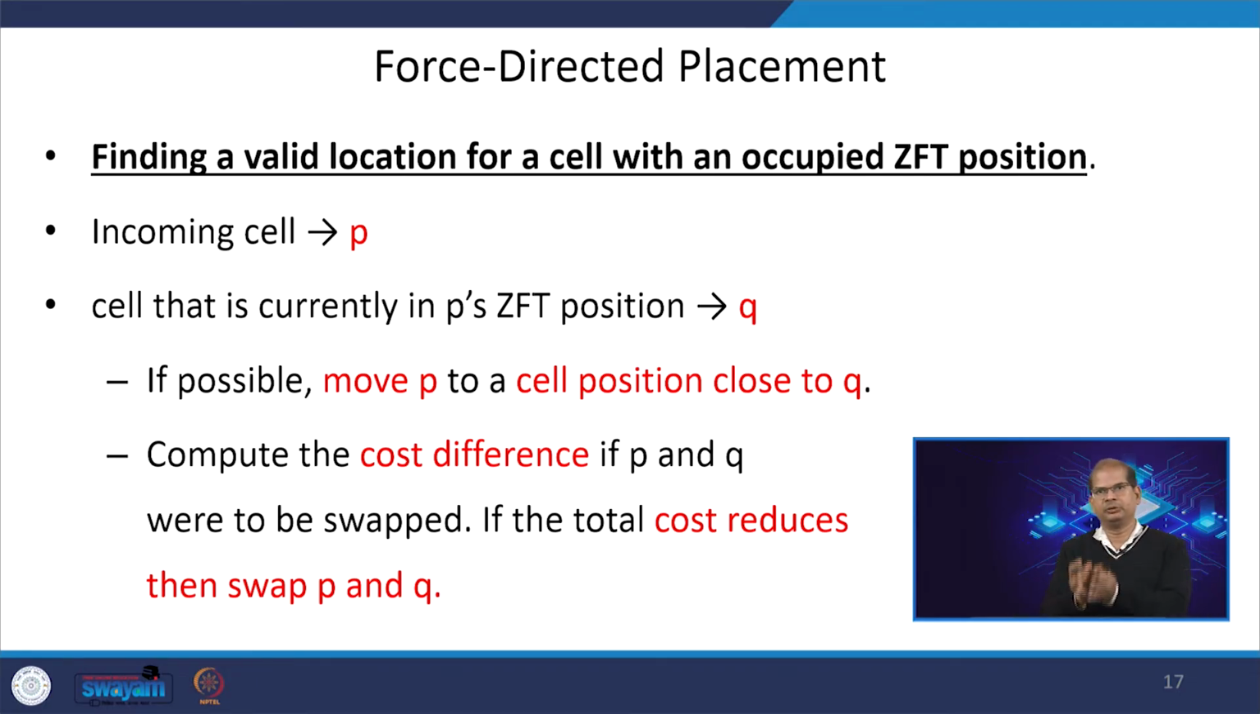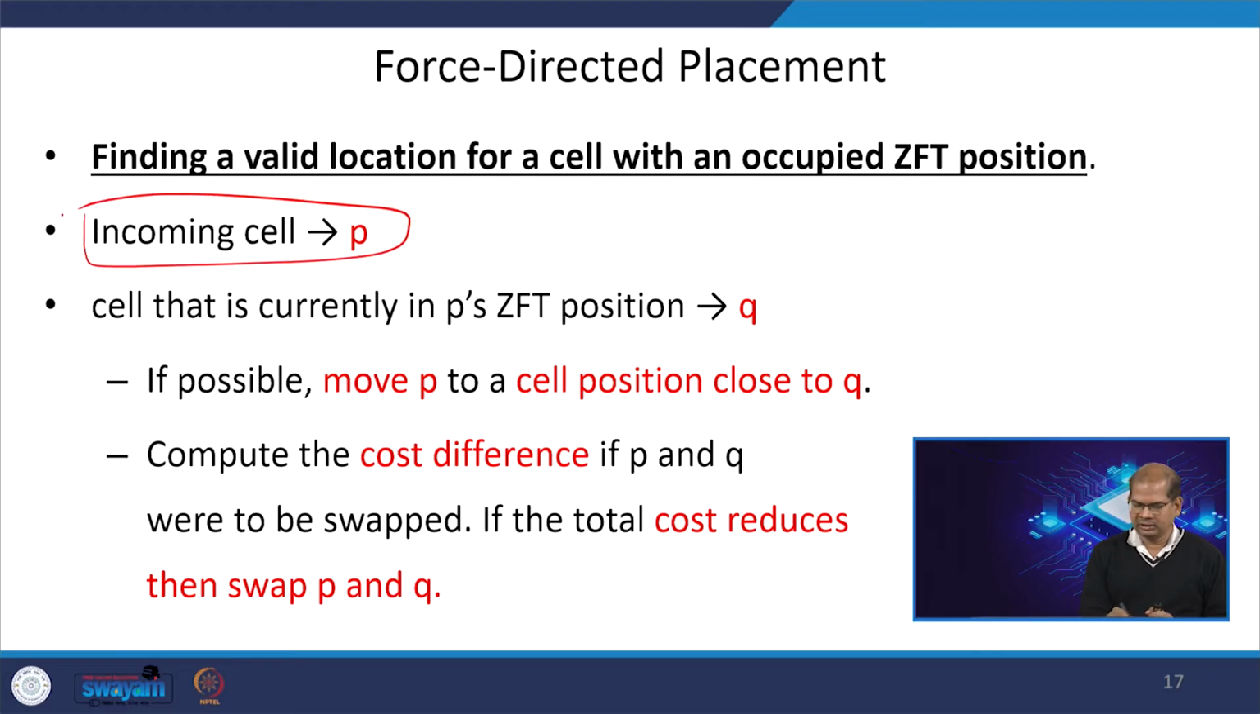Let us say some position is already occupied, how can you move? There are a couple of techniques. Let us say the incoming cell is P, and the cell currently in P's ZFT position is Q. So, incoming cell is P, and the ZFT position of P is already occupied by Q.